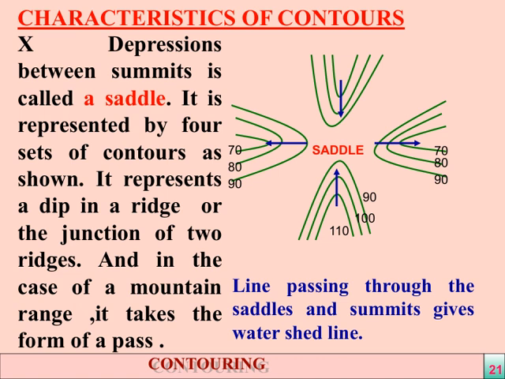In the case of a mountain range, a saddle typically forms what we call a pass, a sort of natural route through the mountains. When we look at the contour lines passing through these saddles and summits, they form what is known as a watershed line. This line is crucial because it indicates the boundary that separates water flow into different drainage basins. So, understanding the saddle and watershed lines helps us grasp how water moves across the terrain, which is fundamental in topographical mapping and planning. Overall, recognizing these features helps us interpret the landscape more accurately and understand how natural formations influence water flow and terrain navigation.